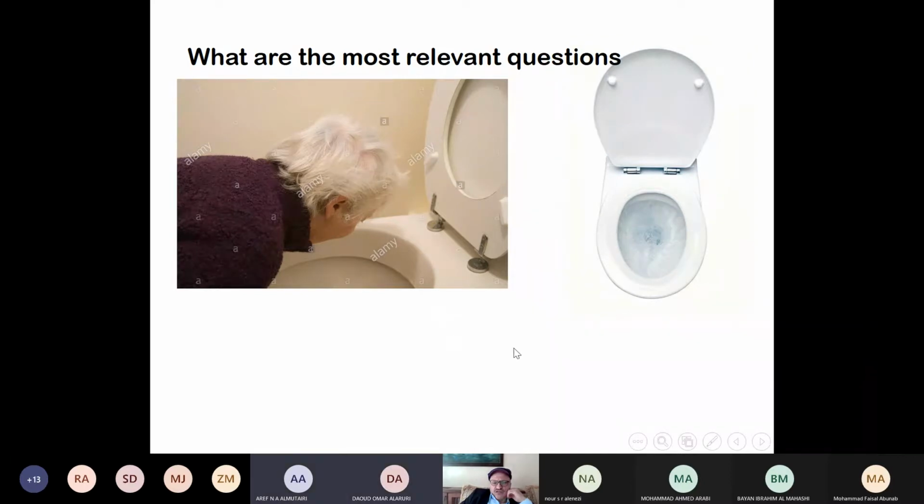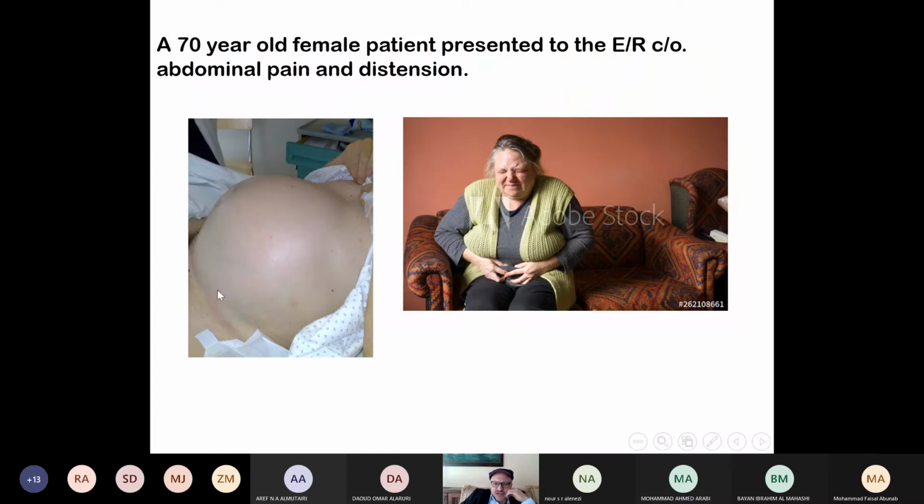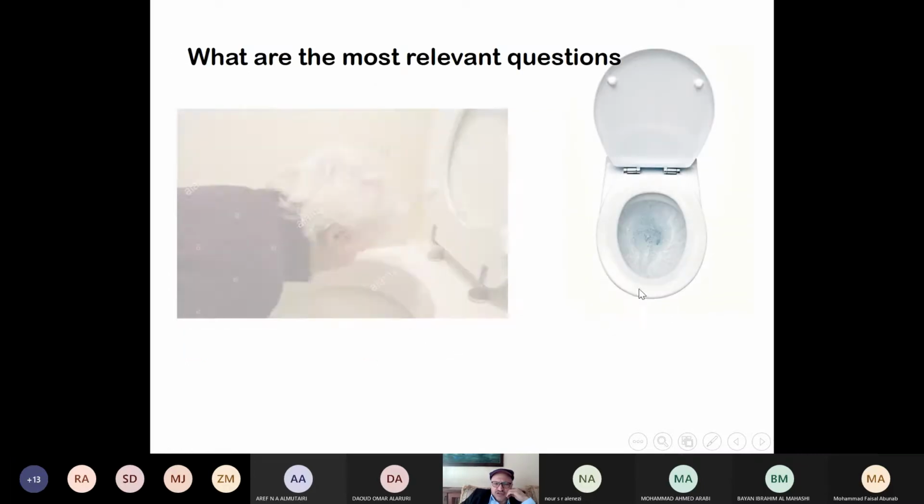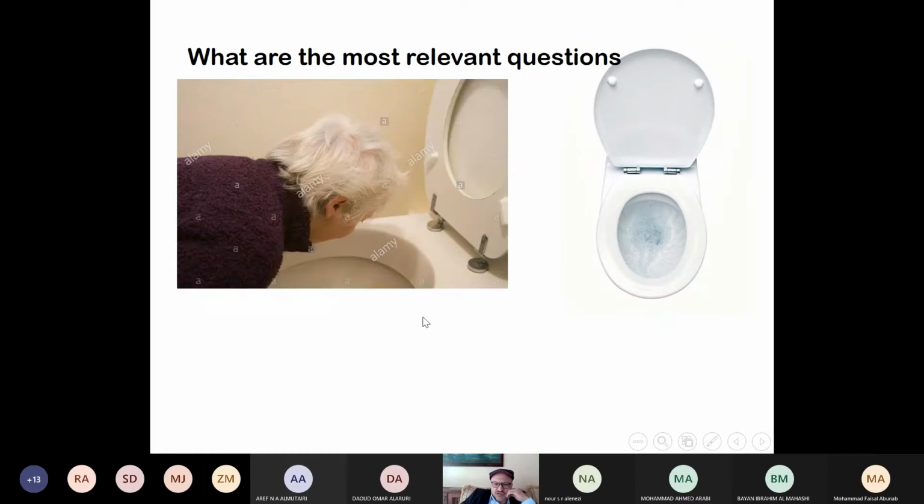The most direct answer to my question is these are the 4 cardinal symptoms of intestinal obstruction. So once somebody is having abdominal pain and distension, the first thing that will come to the mind is obstruction. And to complete the picture of obstruction, you need the constipation and vomiting. These are the 4 cardinal complaints of intestinal obstruction.